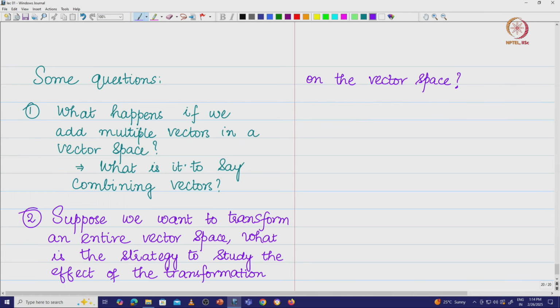So these are two questions that we would want to answer. One, how do we combine vectors? What is it to say combining vectors? This is the first question that we want to answer.